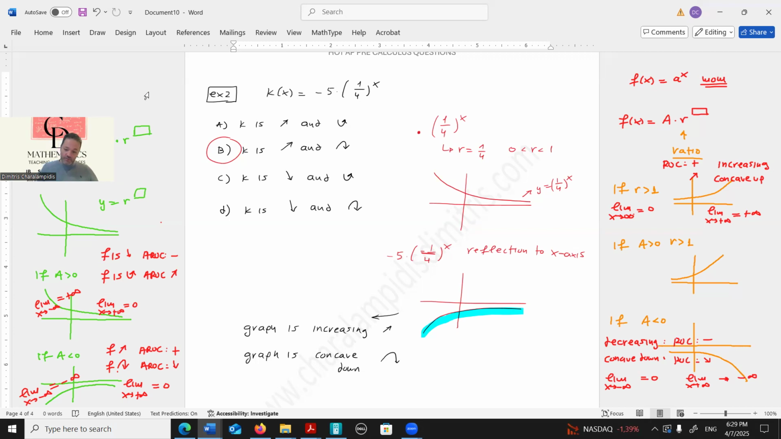Again, we always begin by the key graphs. The ratio is always positive, but it can be greater than 1 or between 0 and 1. If it is multiplied by a positive number, nothing changes to the originally known graph. But if we multiply by something negative, it will be reflected towards the x-axis.